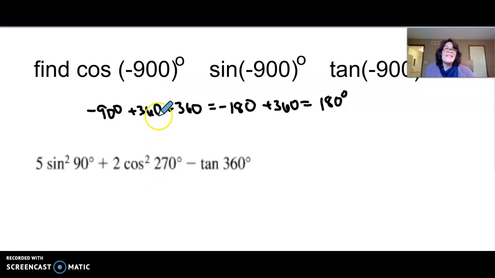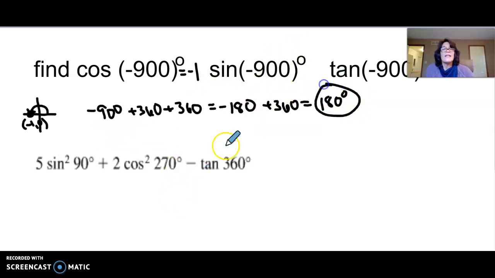The cosine of 180, sometimes I just look at it and I think, what's that point? That point is negative 1, 0, so the cosine is negative 1. In case I forgot, sine of negative 900 would be the same as the sine of 180 degrees. Okay, so that's the y-coordinate over r. Remember, r is just 1. So the sine of negative 900 degrees is 0.